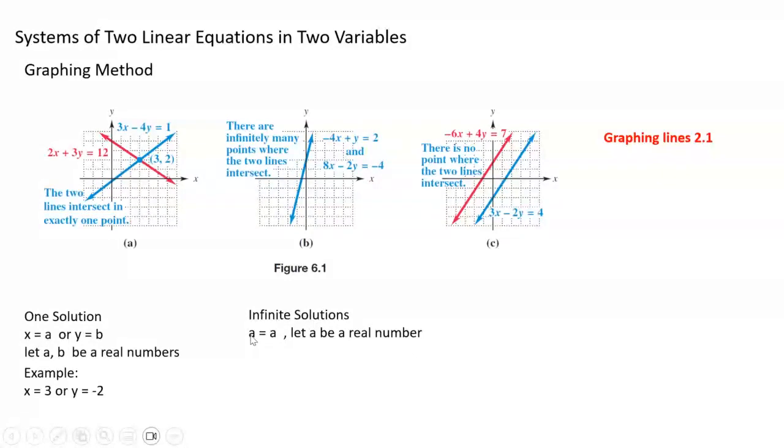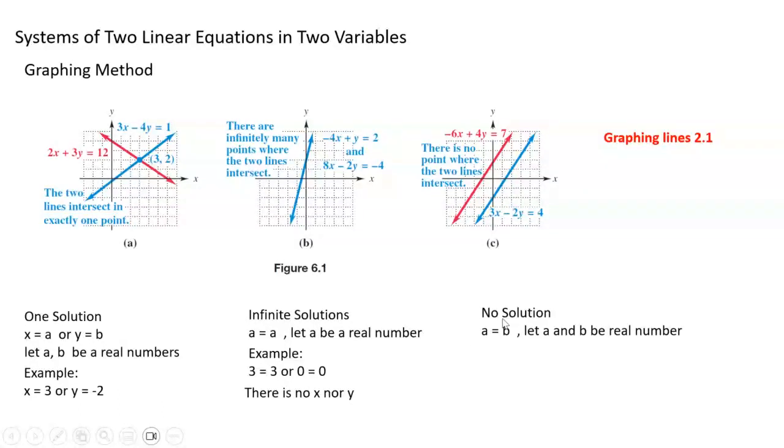And how it looks is, if you get something like a equals a, right, there's no variables, just a number equals a number, and if it's true, then it's going to be infinite solutions. For example, if you get something like 3 equals 3 or 0 equals 0 at the end with no x's or no y's, then it's going to be infinite solutions. I can put there on the bottom, there's no y nor x.